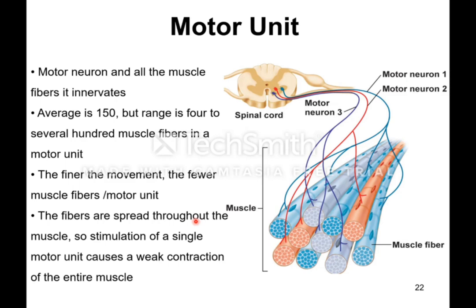Motor unit includes the motor neurons and all muscle fibers that are innervated by them. See in this picture, there are 3 motor neurons: 1, 2, 3. As you see here, we follow the red one. Yes, the red is motor neuron 2.